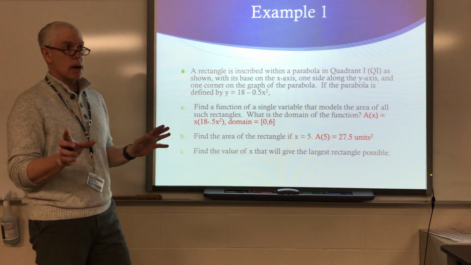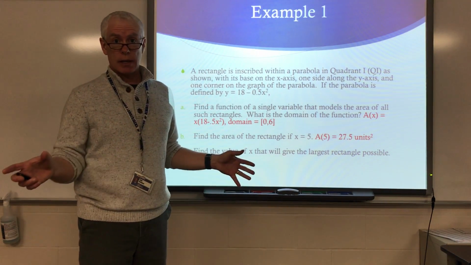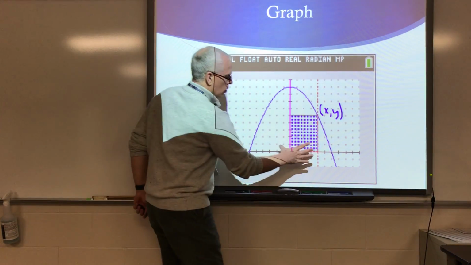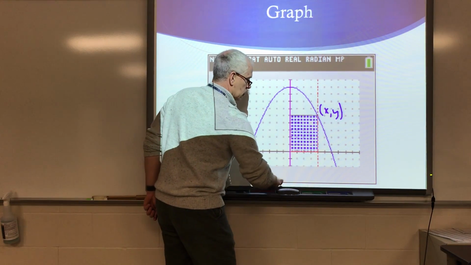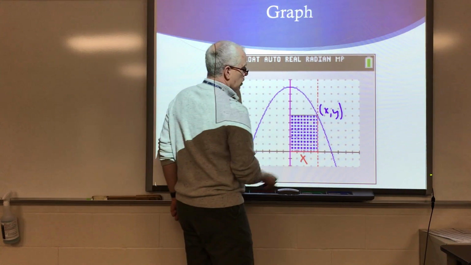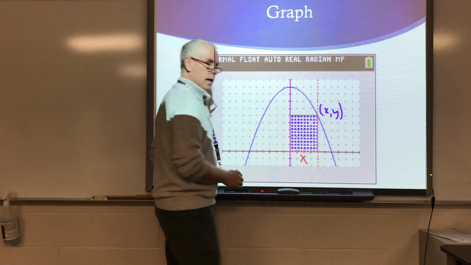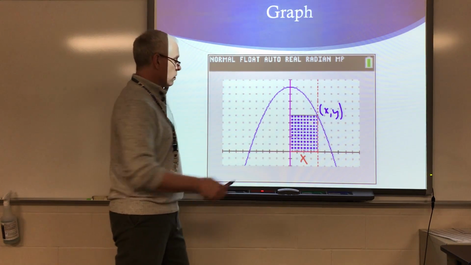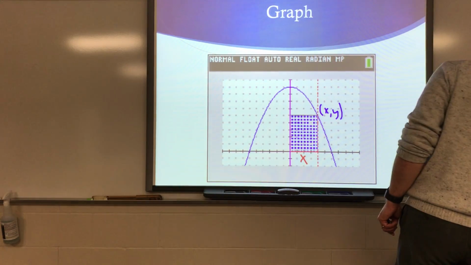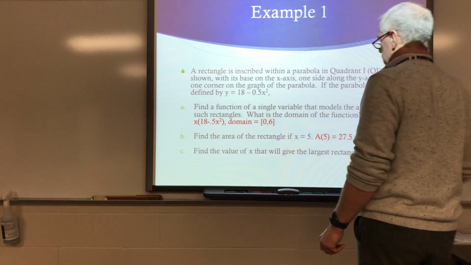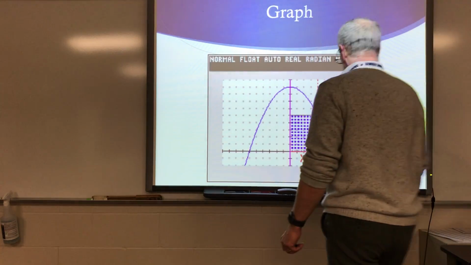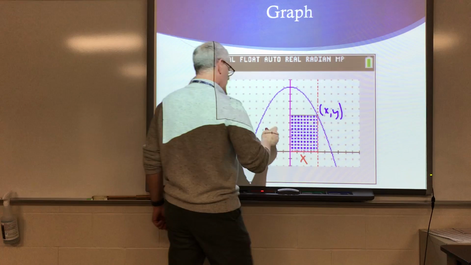Okay, well, let's think back. The area of a rectangle is base times height. Okay, so that base is just going to be x, right? It's on the x-axis, so if that coordinate is x, that distance is x right there. Now the height I have listed as y over here, but in order to generate that 18 minus 0.5x squared, that's ultimately what that y coordinate is going to be.